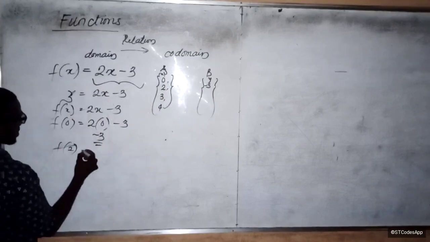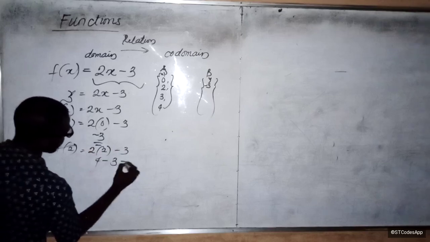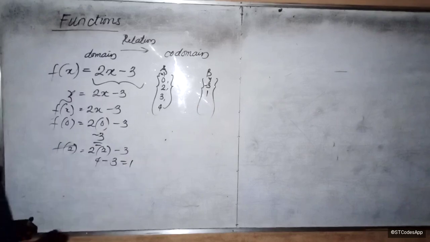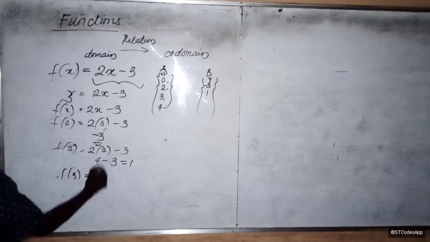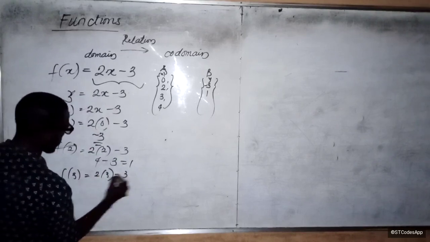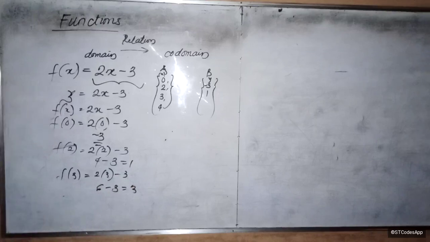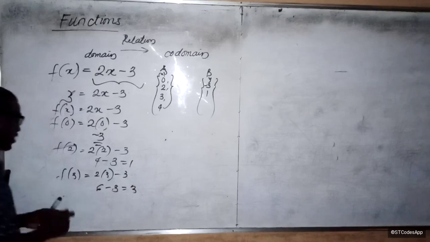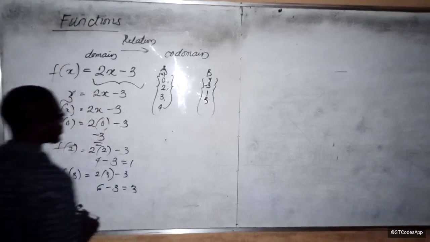Now, if x is 2, we have 2 into brackets 2 minus 3. So we have 4 minus 3, which is 1. So we have 1 for our Y value. And then f of 3, we have 2 into bracket 3 minus 3. So we have 6 minus 3, which is what? 3. So that is going to be our next Y value. When X equals 3, Y is also 3.